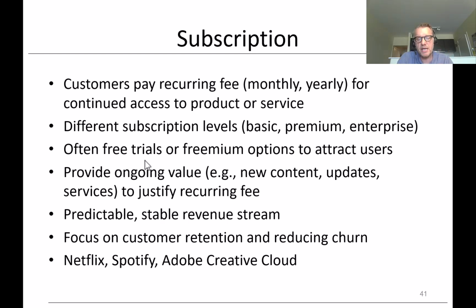Often what you will see is that these businesses offer free trials or freemium options to attract users, to make sure that users get familiar with the product and know the product characteristics, and for the more advanced features, for the more exclusive options, then they need to pay and engage in a subscription model. So the idea is then to provide ongoing value, new content, new songs, new videos, updates, maybe just new services to make sure that the recurring fee is justified.